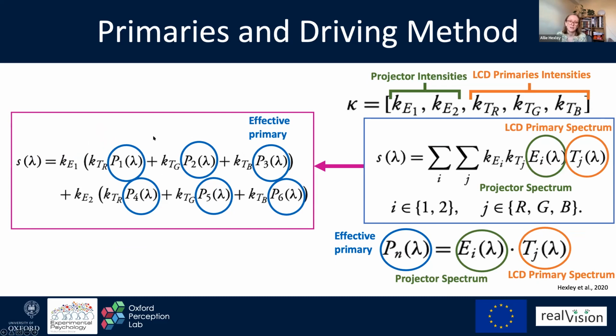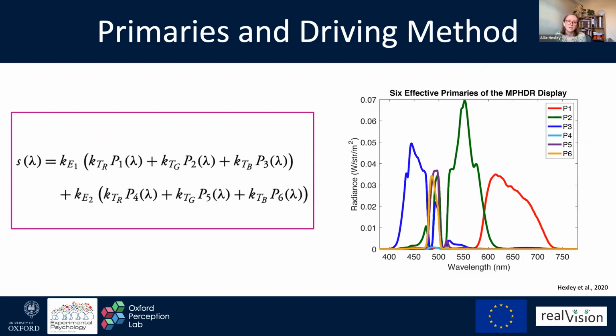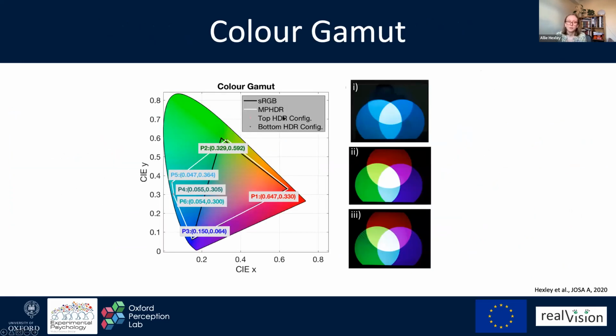This is expressed as a function of quantities that can be easily measured or specified. And just to show you here the spectra of the resulting effective primaries we end up measuring, and the full equation for the output of the display. This gives us the following color gamut from the MPHDR display, but due to the interdependent control of the primaries, it's not possible to cover every single region bounded by this convex hull of the gamuts.